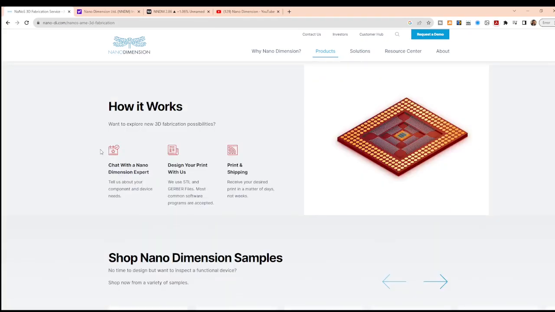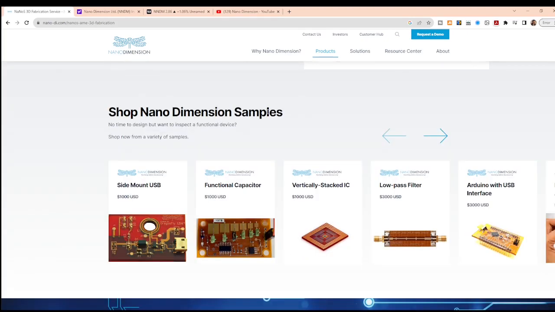And so the process really hasn't changed since we started looking at Nano S. So essentially we have the expert, they take your design and they'll print it and ship it out to you. Something that's new here that I was not aware of, I'm not sure if you guys were aware of this, but you are actually able to shop Nano Dimension samples. So they will actually send you a 3D printed example of some of their previous successful samples that we have seen in older videos, and they do have price tags on them.